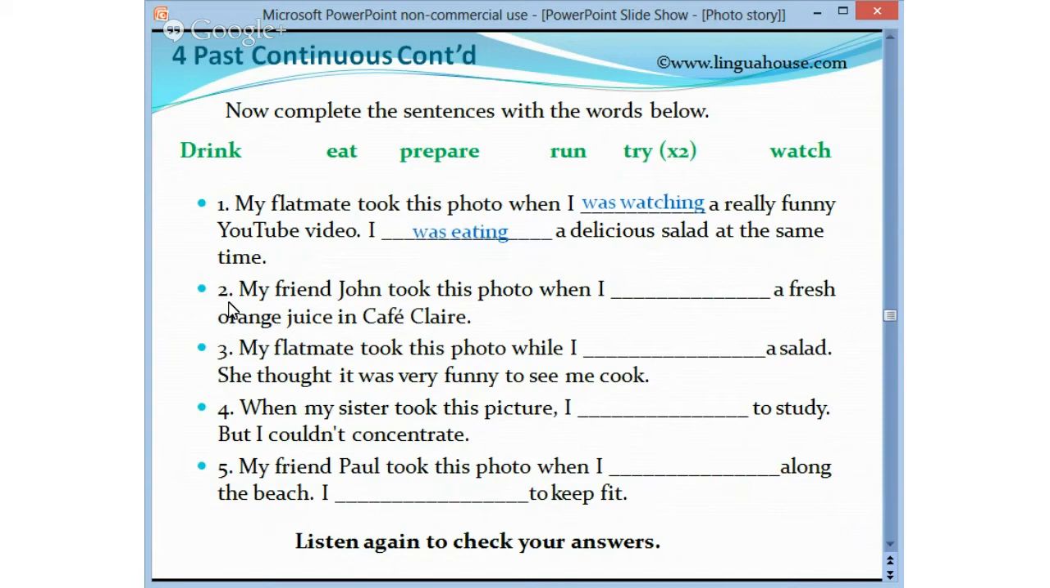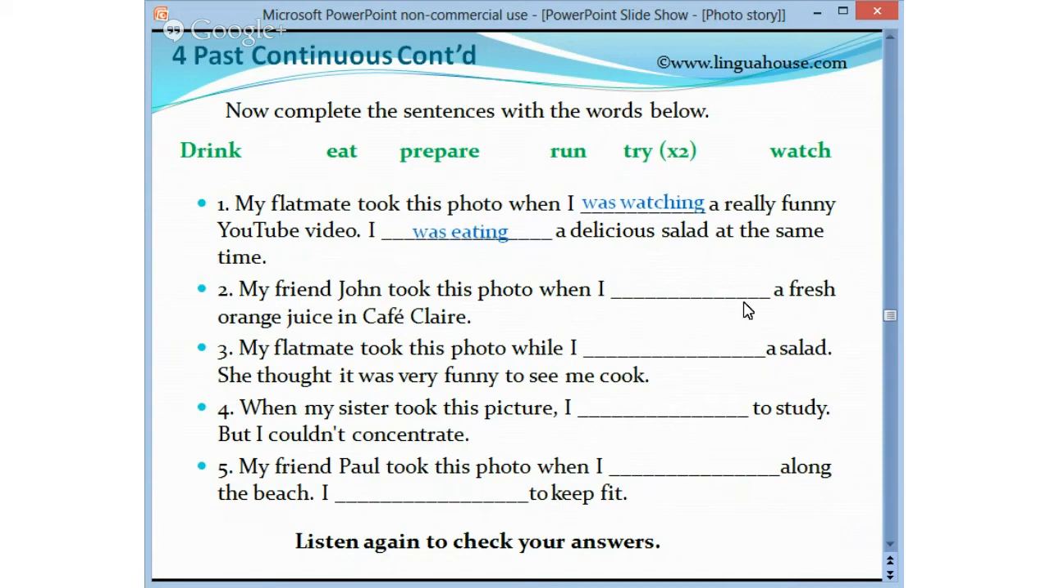My friend John. That's what you were reading. My friend John took this photo while I was trying on a hat. No, you're in the wrong spot. Okay. Sorry. My friend John took this photo when I blank a fresh orange juice in Cafe Claire.